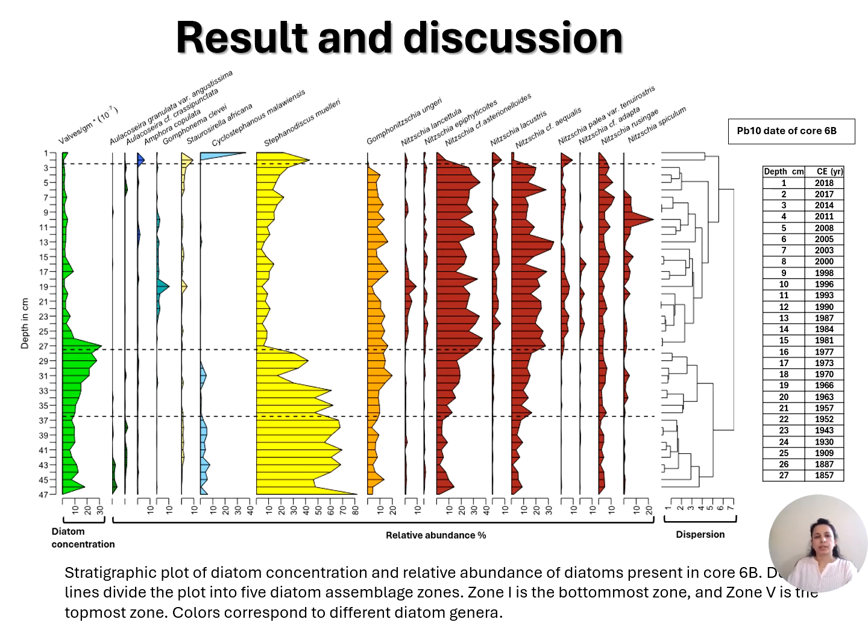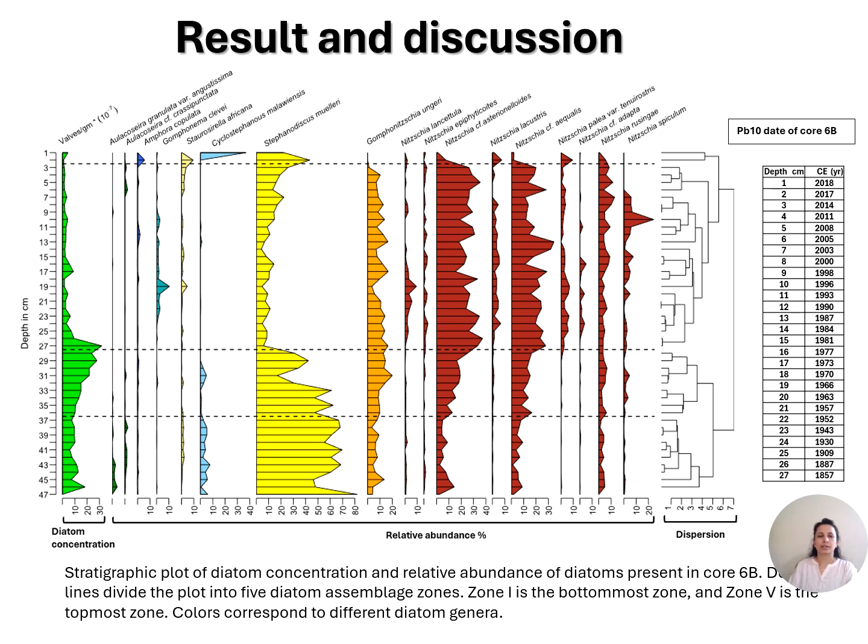For core 6b, in this graph we can see that the green color indicates diatom concentration, and the other colors indicate diatom genera. So from depth 27 centimeter, which dates to around 1860, diatom concentration declined, and diatom concentration was higher before that. So before 1860, the diatom assemblage was dominated by the centric planktonic diatom Stephanodiscus mulleri and small abundances of Cyclostephanos malayensis, indicating higher phosphorus concentration in the water column.